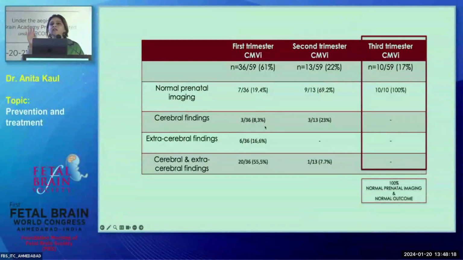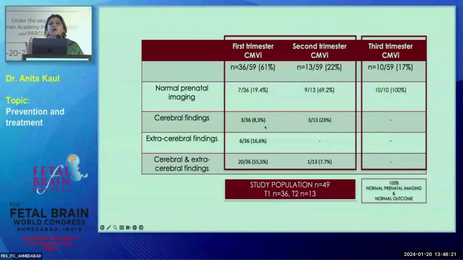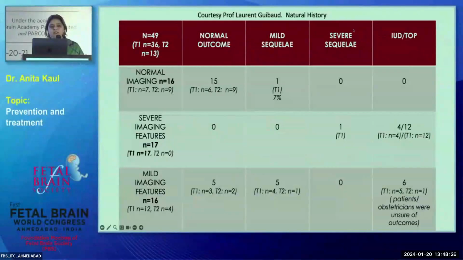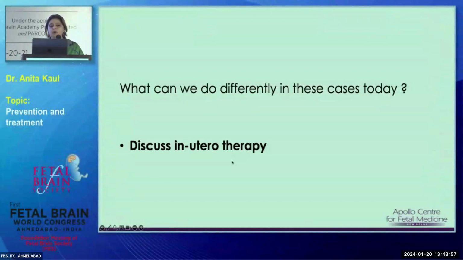And all they did was a natural history. They just followed up these babies, the ones who had had infection in the first and subsequent trimesters. And on looking at the natural history, if the imaging was fine, as expected, they had fairly normal outcome. Even if they had mild symptoms, which would have been my second case, where all I had was a hepatic calcification, at the most, this baby would have had hearing loss, which now is treatable. And it's the severe ones where you give them the option that, do you want to do anything?